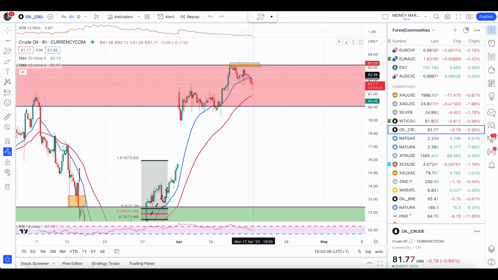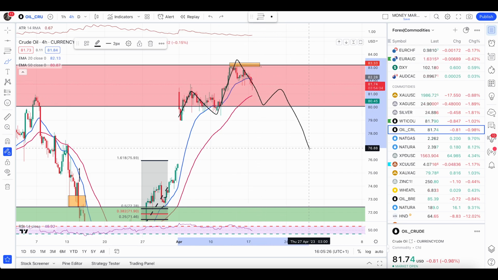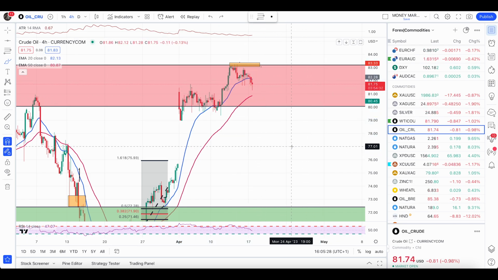So at this point I'm just paying attention to 50 EMA. If you have a condition here, I will enter my long. If you have no condition and price falls, in that case I will look for my bearish pullback entry. Now I'm also paying attention for my head and shoulder pattern. If we have a formation of that, then in that case we will go short accordingly.